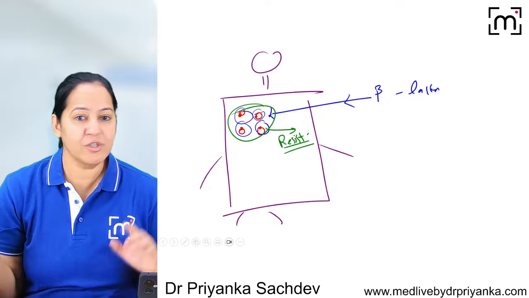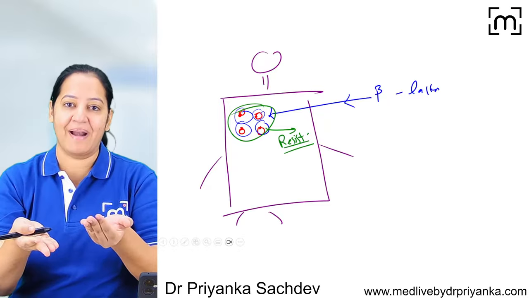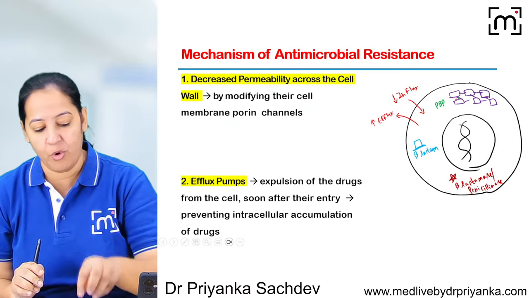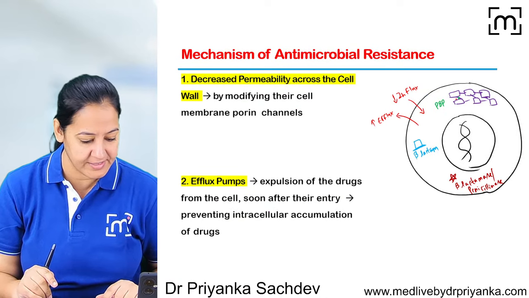There are four mechanisms, because bacteria do not want to get killed. We want to kill the bacteria for our benefit, but bacteria do not want to get killed. So bacteria will produce resistance. There are four ways of producing resistance. See everyone here. Got it? Okay.